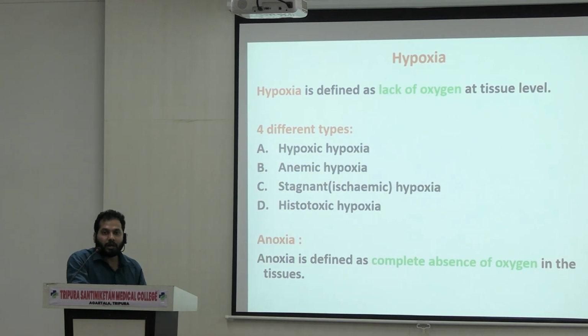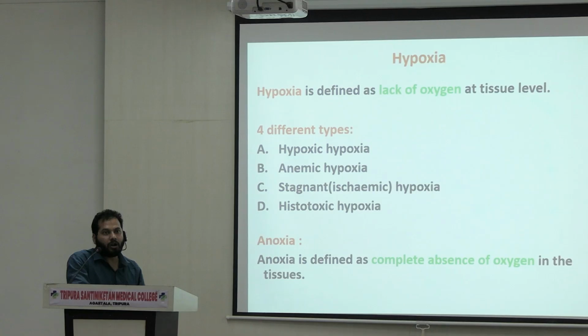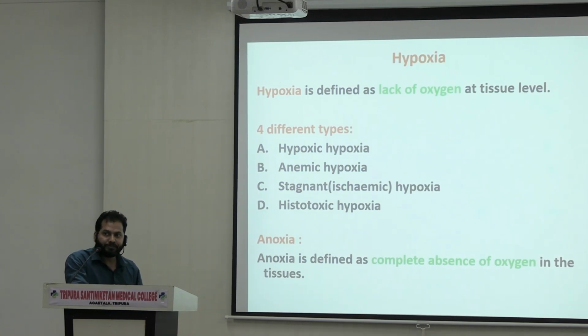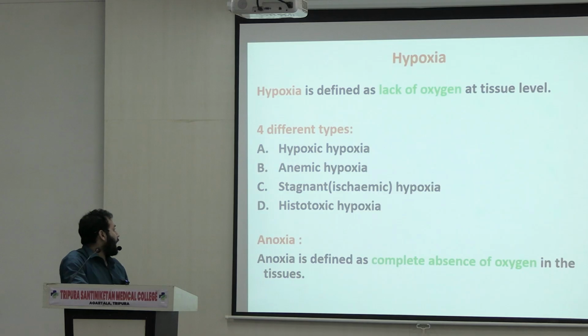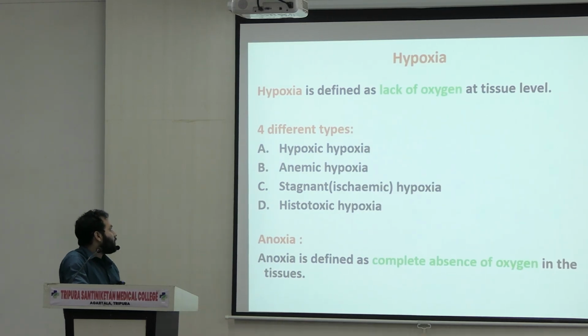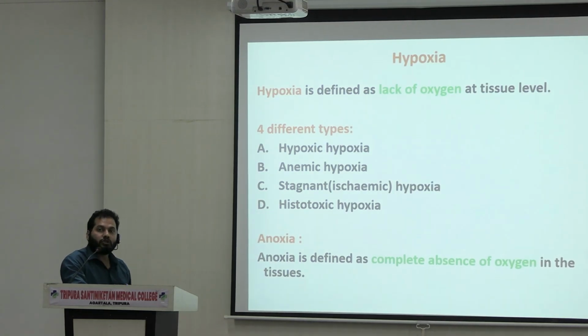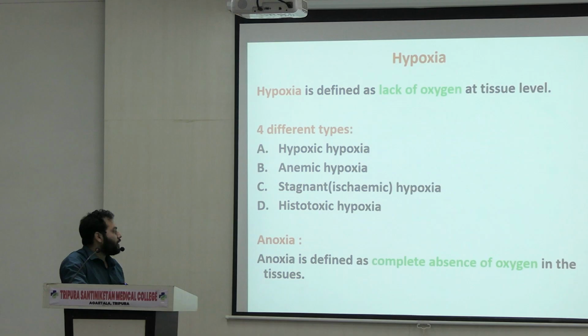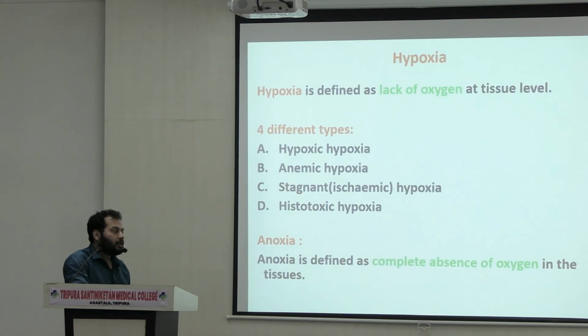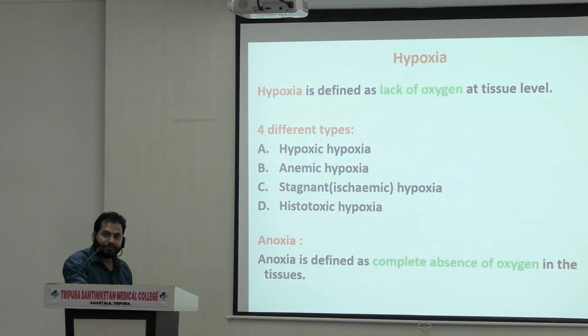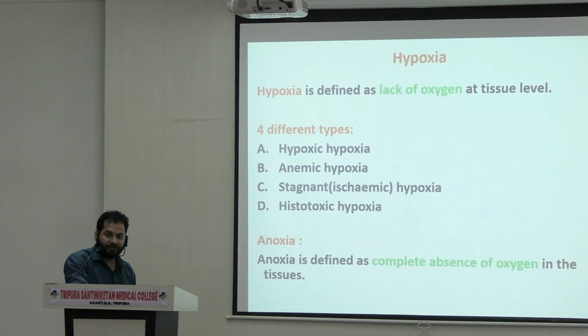So what are the most important features of all those 4 different types of hypoxia? The types are hypoxic hypoxia, anemic hypoxia, stagnant hypoxia, which is also known as ischemic hypoxia, and finally histotoxic hypoxia. I will explain in detail all those hypoxia types. I will also discuss the pathophysiology of all those hypoxia types.